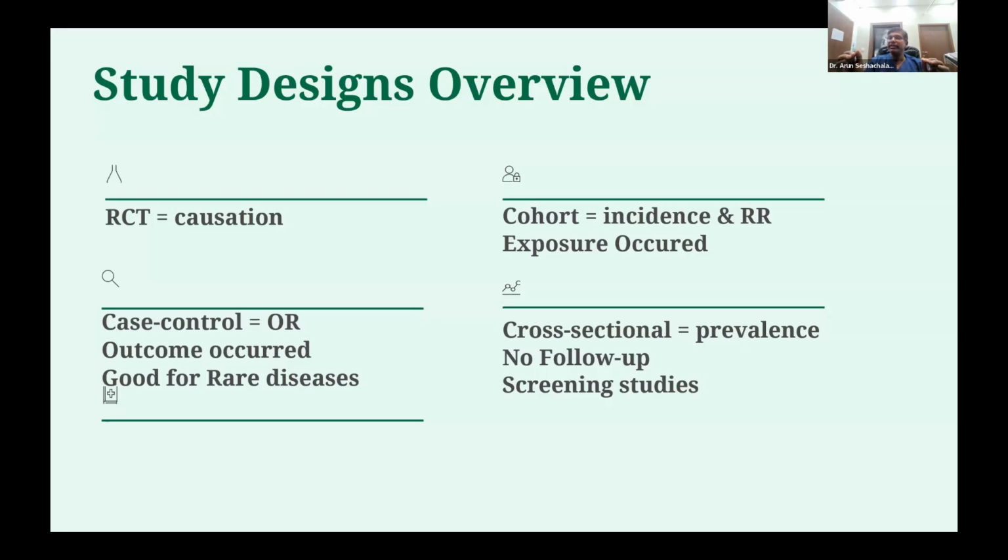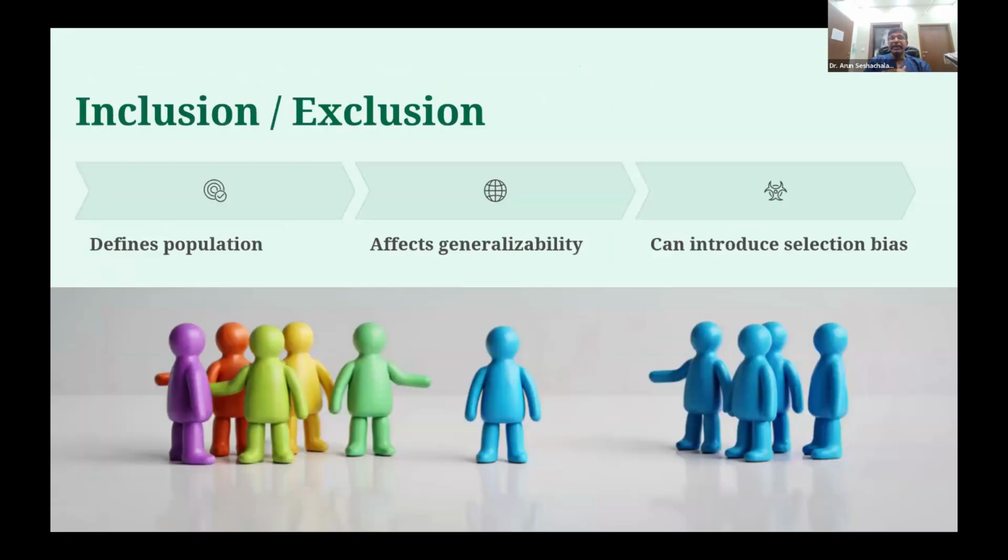Odds ratio always overestimates, so it is not equivalent. So most of the time in our scenario, what we use is relative risk and hazard ratio. This is what we use. Most of the time it will be a cohort study. So inclusion exclusion, this is another very important aspect of methodology.